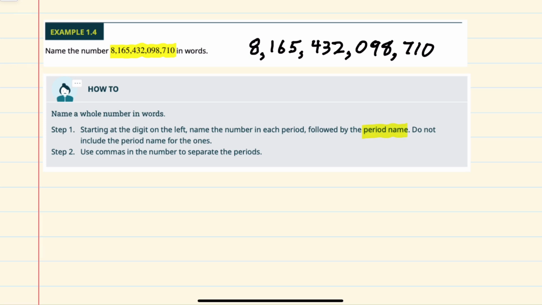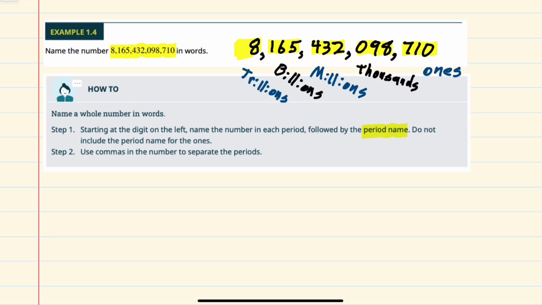So labeling those from right to left, the first period is the ones. The periods are separated by commas, so I can tell this is the second period. This is the thousands. The next period is the millions. Going even larger in the next period, we would have billions. And then the period even larger than billions is trillions. So now that we know the names for each of these periods, we can follow these instructions.